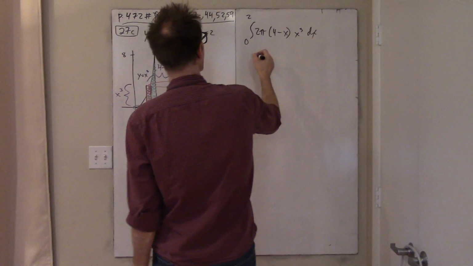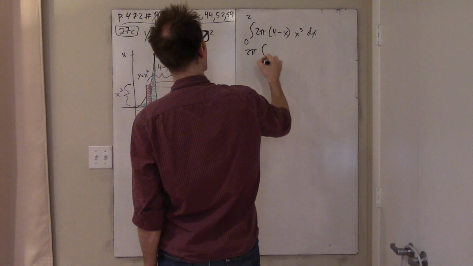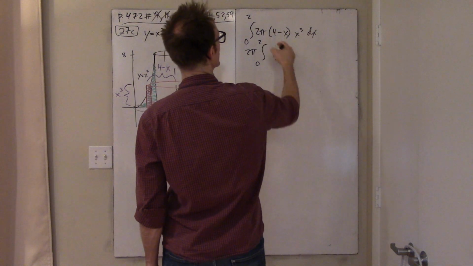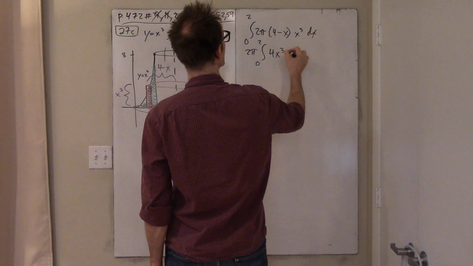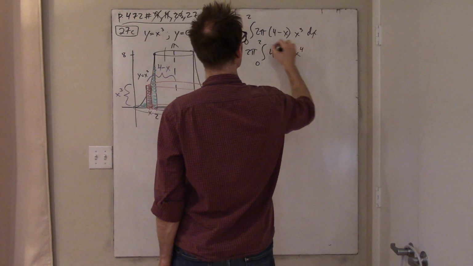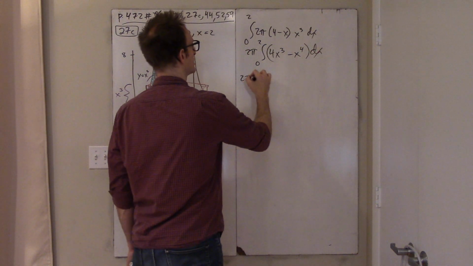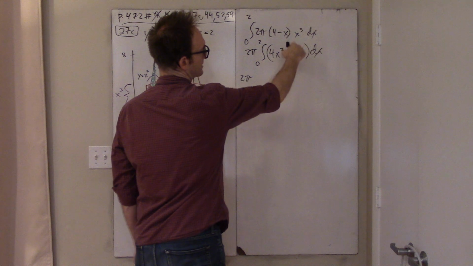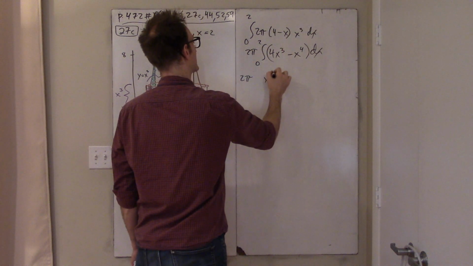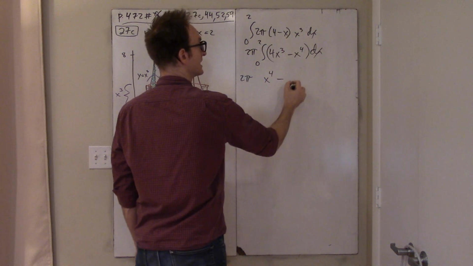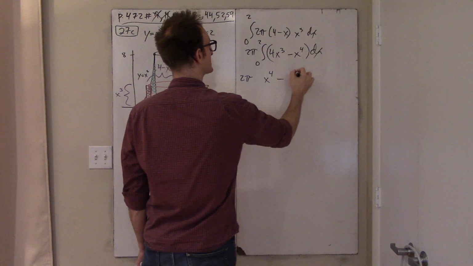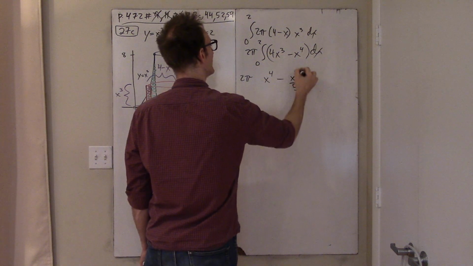There it is. Okay, so I get 2 pi integral from 0 to 2 of 4x cubed minus x to the 4th dx. And I can just do this integral, so many integrals. 4x cubed becomes x to the 4th, minus x to the 5th over 5, I guess.